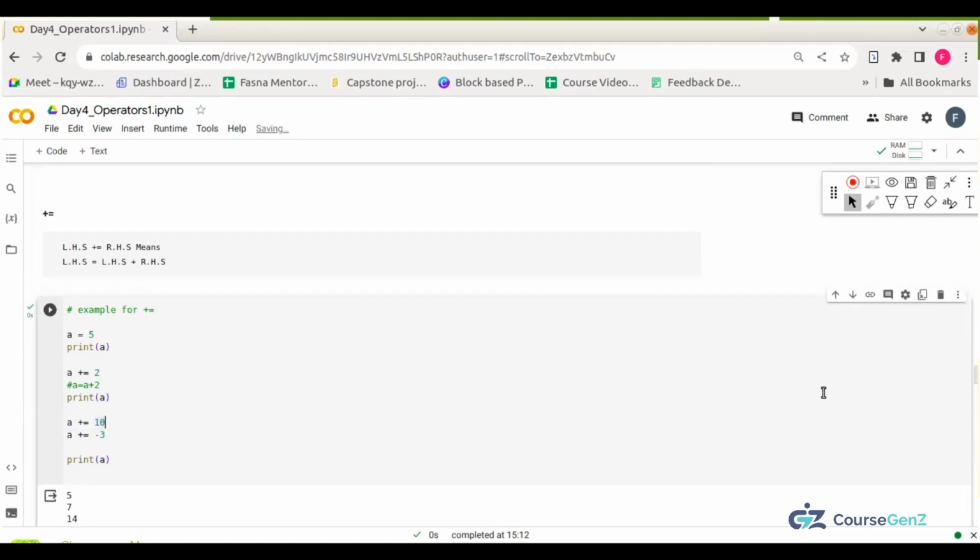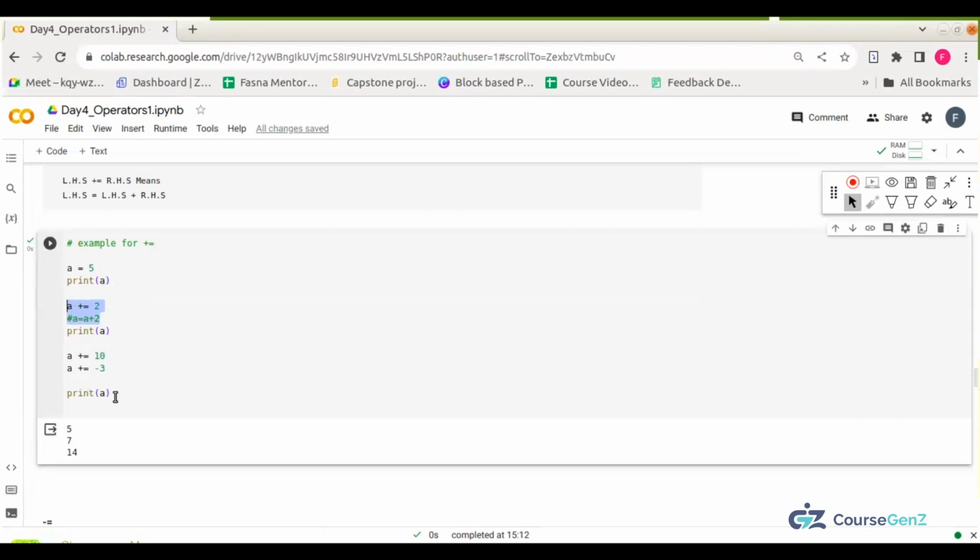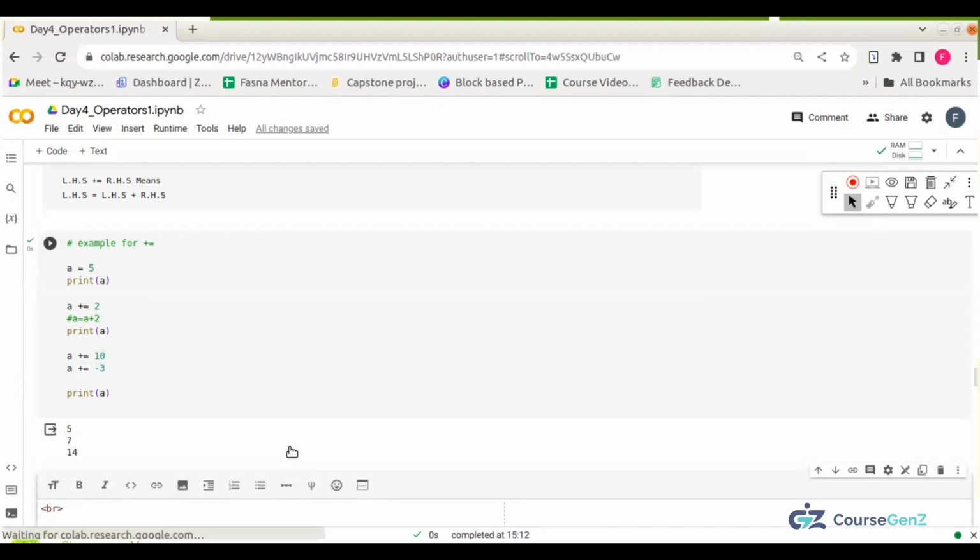First of all, the value of a will be 5. After this, a plus equal to 2, it will be 7, that means a plus 2. Then a plus equal to 10, so the value of a after this will be 17. We are not printing it here. Then we reduce by 3, so it will be 14. Okay.